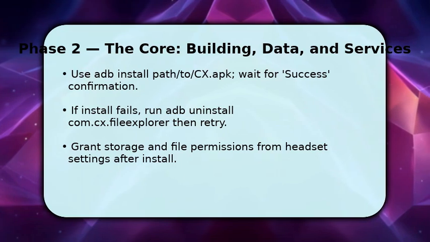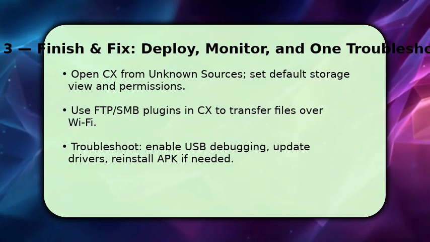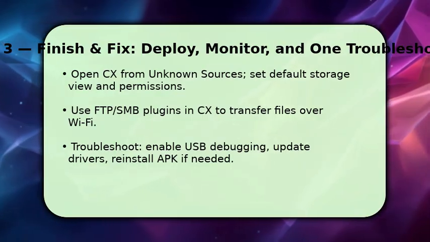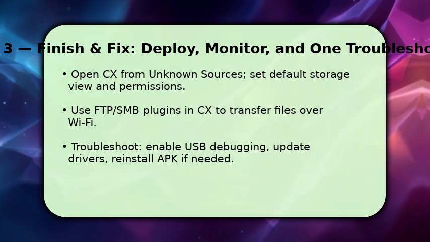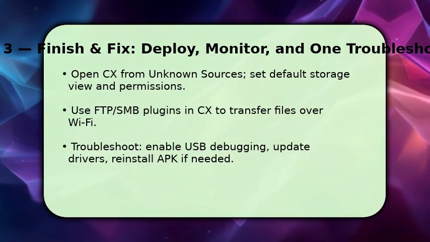Now open CX from the Unknown Sources section and configure its default storage view. You can add FTP or SMB connections to transfer files over Wi-Fi, which avoids repeated USB connections. Tap Add Server and enter your PC details.